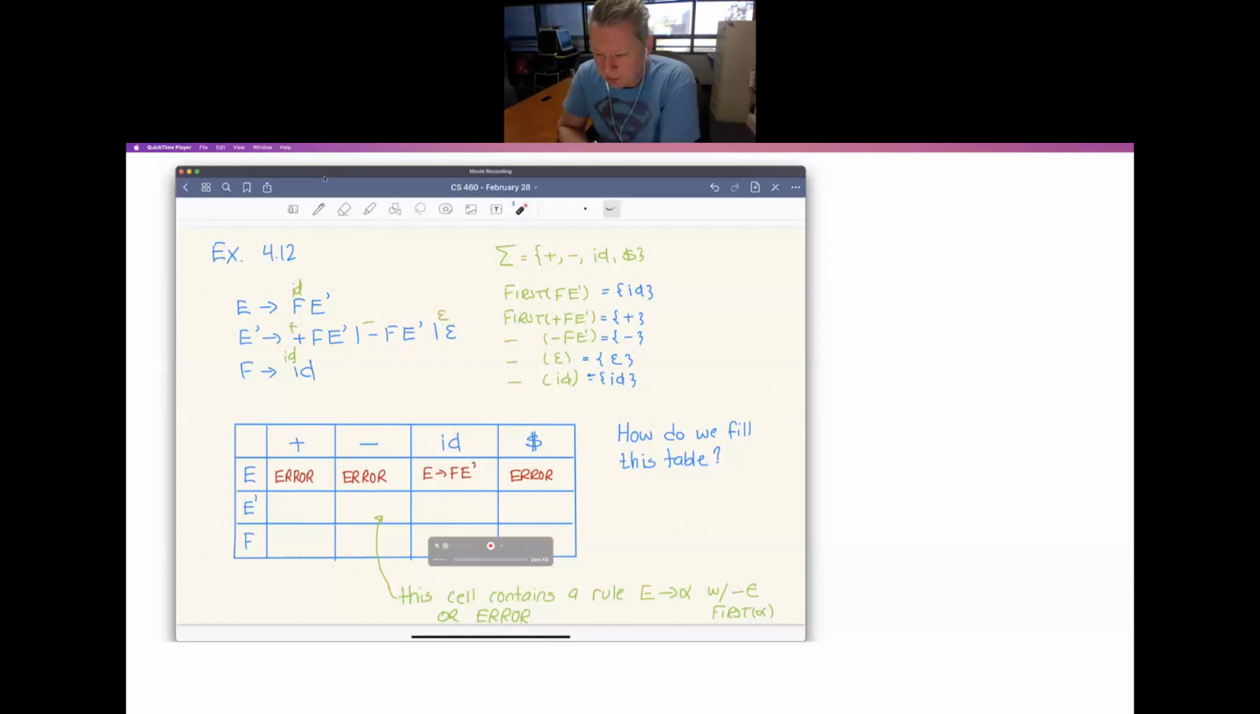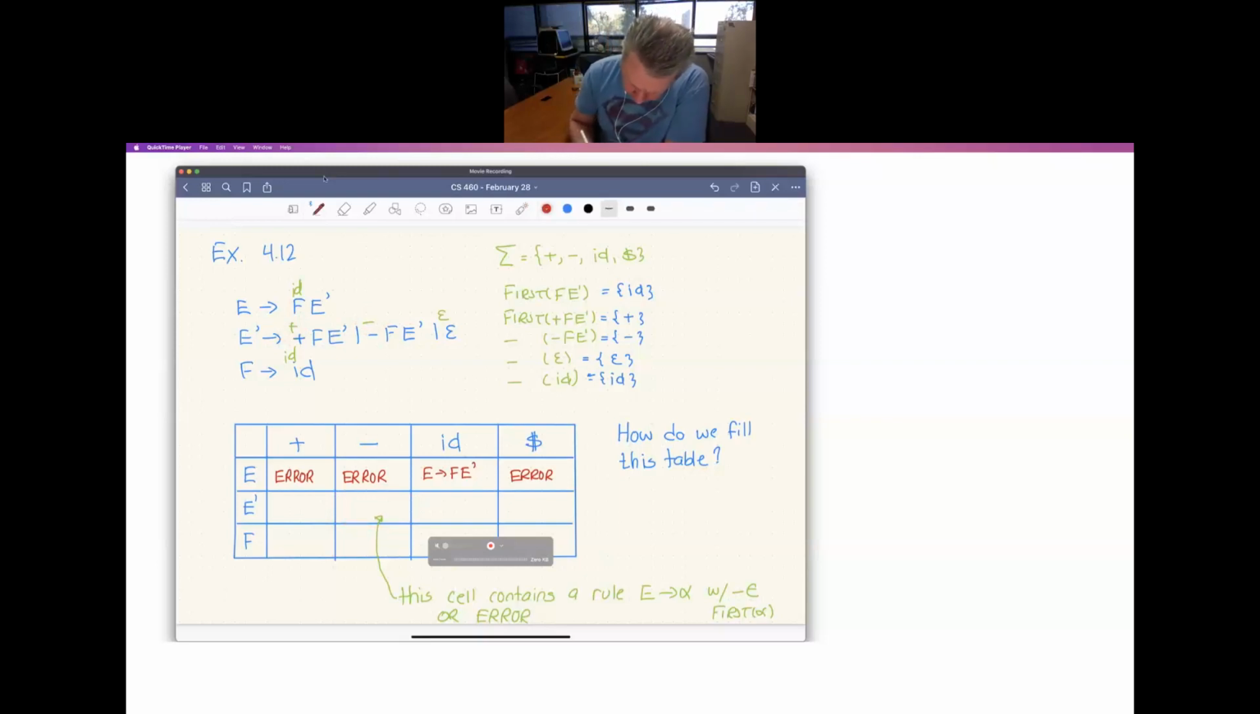If any of them, well, some of them should. In the plus column, right? Yes, because that has a plus in the first set. And now note also, you can see why these intersecting first sets are important, right? Because what if this guy had a plus in it? Well, then I would have two different things and I'd have to put two different rules in there, and I wouldn't be able to make the correct choice.